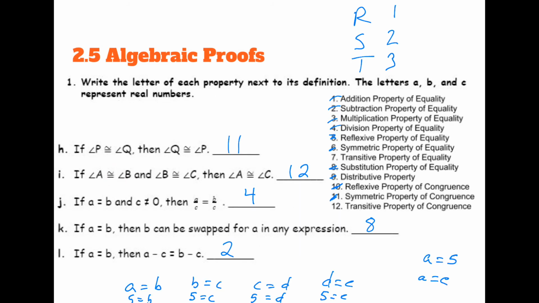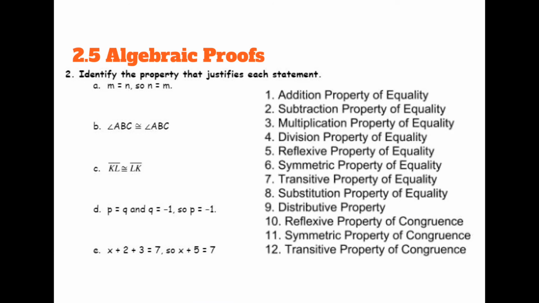All right, so let's get into some of these problems. So identify the property that justifies each statement. So M equals N, so N equals M. So go ahead, go through this list, see if you can figure it out. Pause the video, and when you're ready, come back. All right, so A is going to be, so first of all, I see 2 objects here. I see M and I see N. So that is right away going to throw me to symmetric property. And then I also see equal signs being used. So symmetric property of equality, 6.